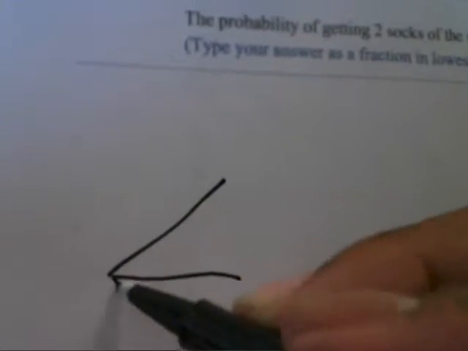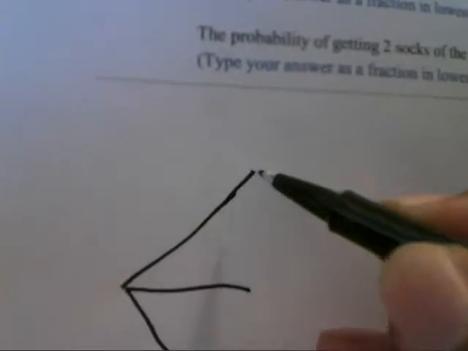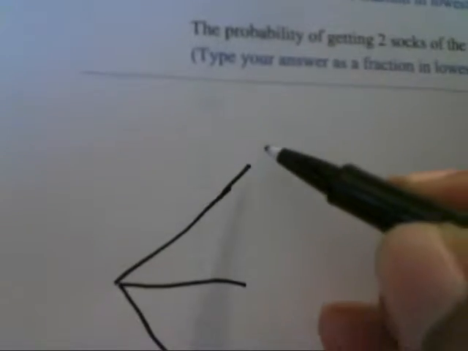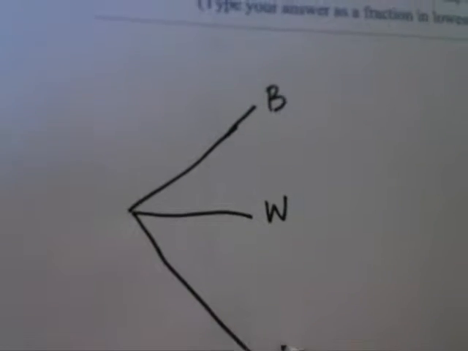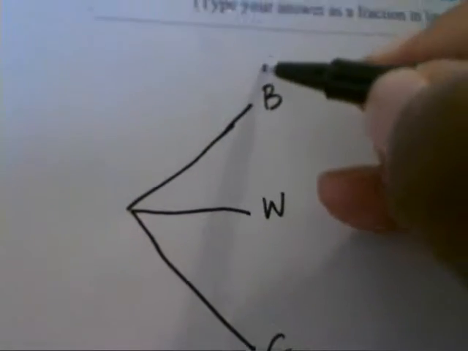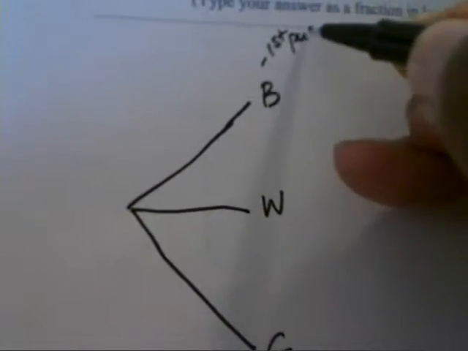So here, we're going to draw a tree diagram. And there are only 3 colored socks. One is blue, one is white, and the other one is gray. So here's B for blue, W for white, and G for gray. And that represents the first pull.